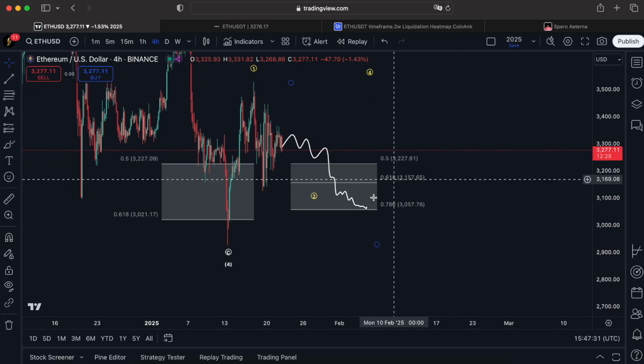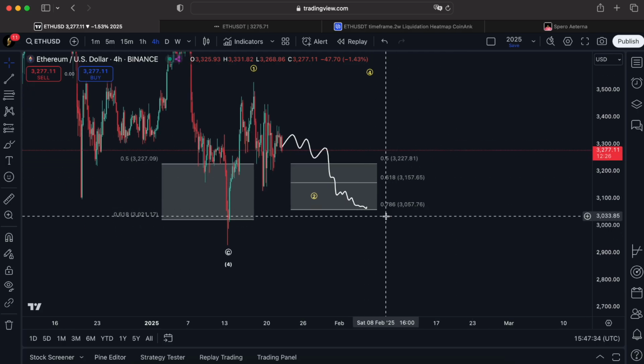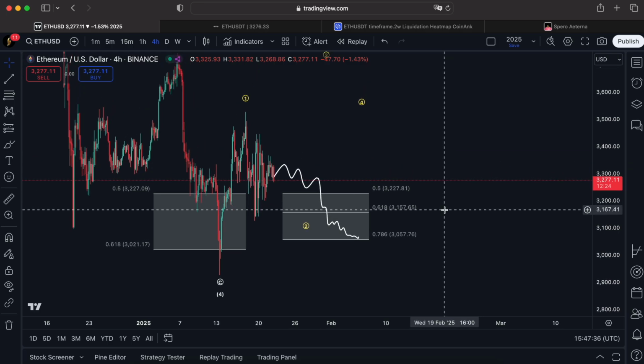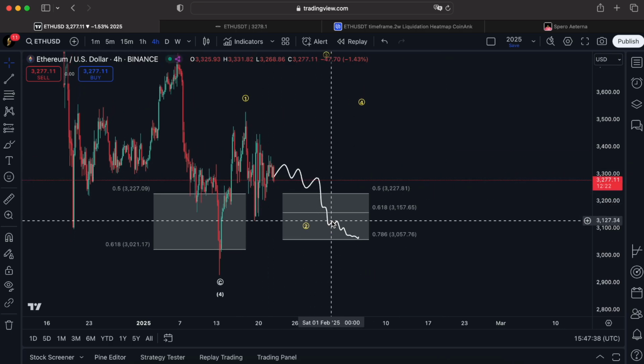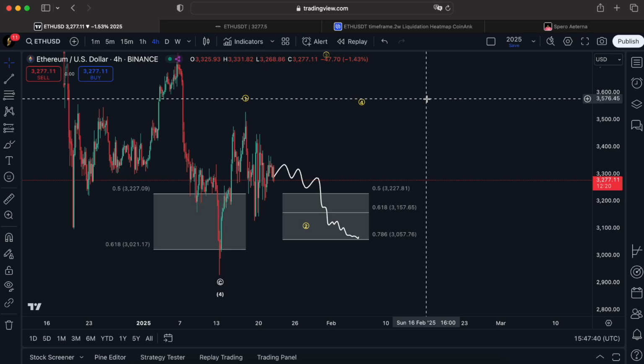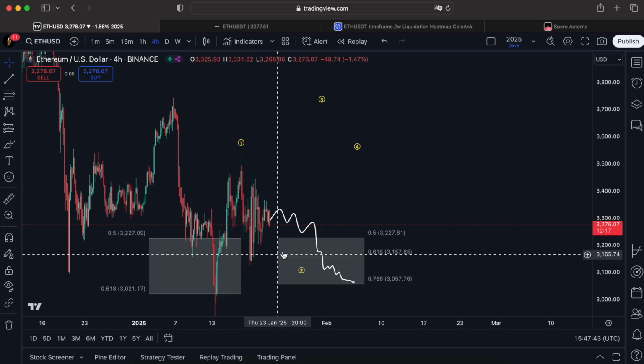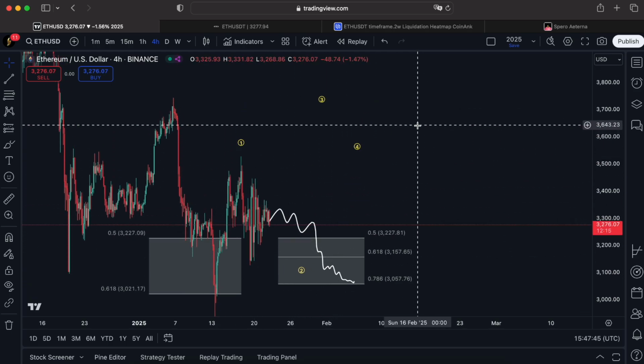Yeah, now you know what to watch out for. If we go below 3,000, then we'll probably have a worse scenario on our hands. If we go into this box, that's still completely fine, but we're going to watch for a turnaround here. Prices could also already turn around from where we are right now. Keep that in mind. That's always possible.